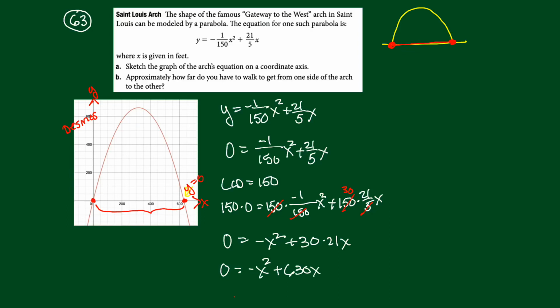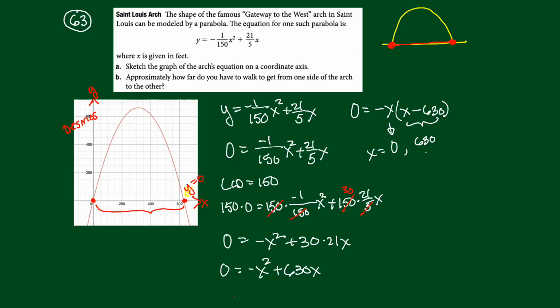Now we can solve this equation by factoring. I will do it up here. I'll get 0 is equal to, I'm going to factor out a negative x. And if I take out a negative x, I'm left with what? Positive x and then minus 630. From which we will get x equals 0, and from here, x equals 630.